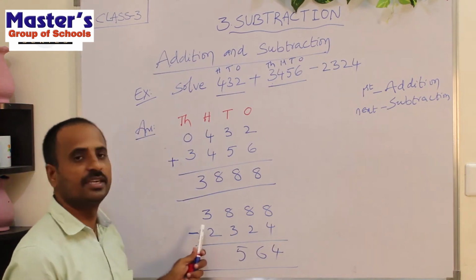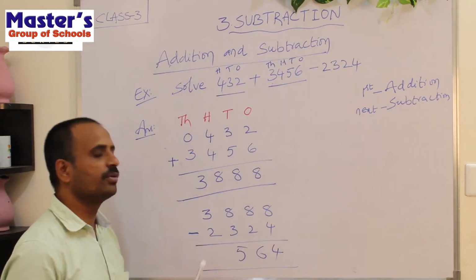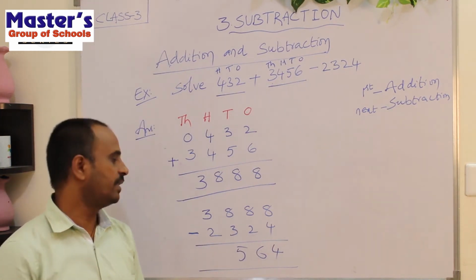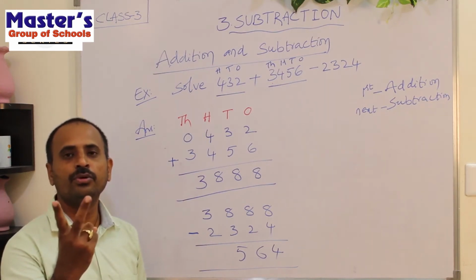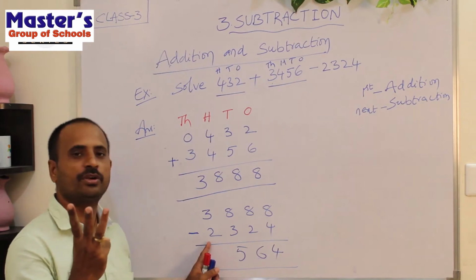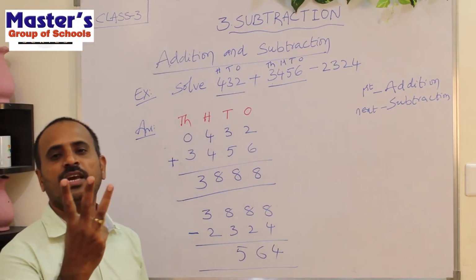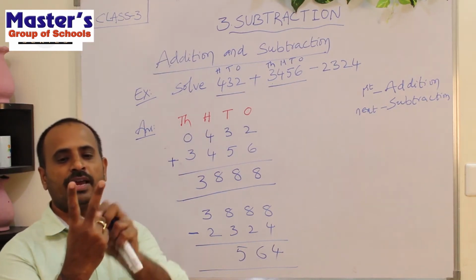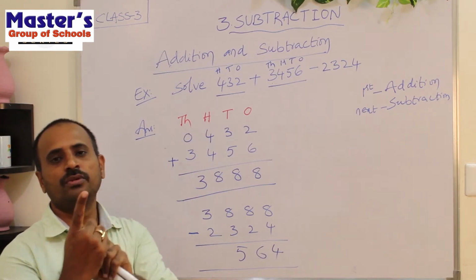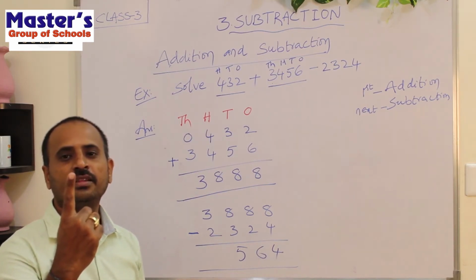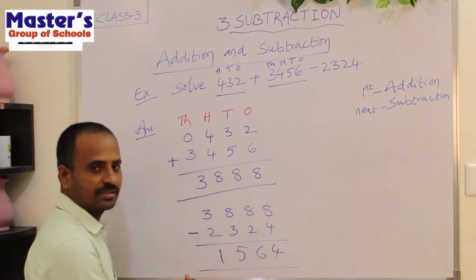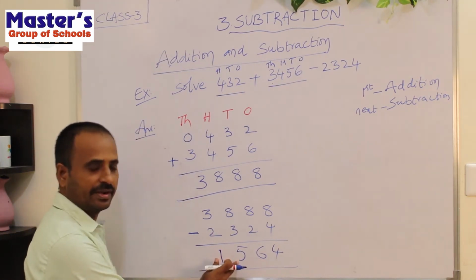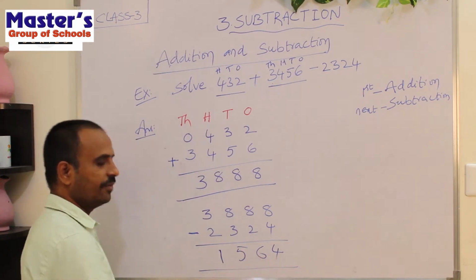Next, go to the thousands place. What are the digits present in the thousands place? 3 and 2 are present in the thousands place. What is the first number here? 3. So open 3 fingers of your hand: 1, 2, 3. What is the second number? 2. So close 2 fingers among these 3 fingers. I have closed 2 fingers: 1, 2. So children, how many fingers are there? There is 1 finger remaining. So write 1. So the answer is 1564. This is the final answer.